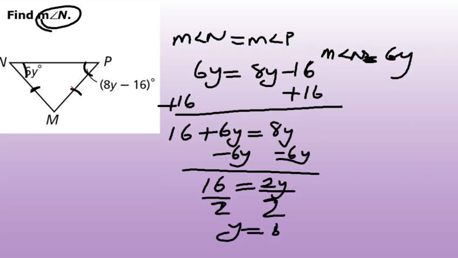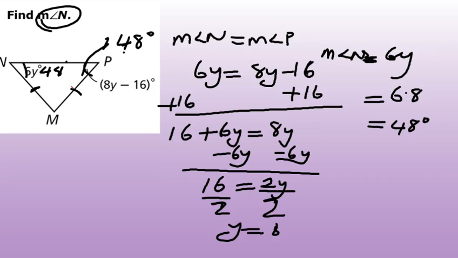Then I'm going to be taking this value, 8, and plug it in for y. So it's going to be 6 times 8. 6 times 8 would be equal to 48. So we can say that the measure of angle N is 48 degrees. So if this angle measures 48 degrees, this angle P will be also measuring 48 degrees.